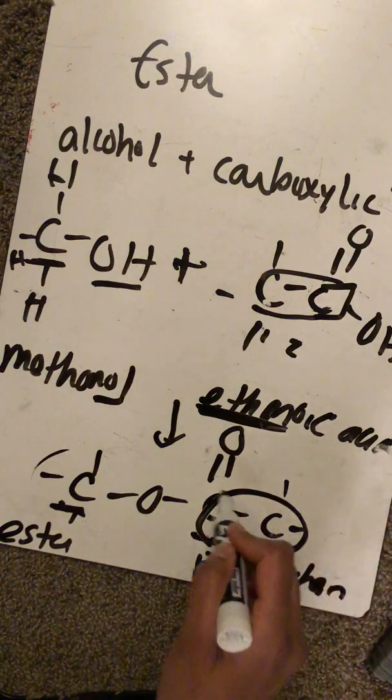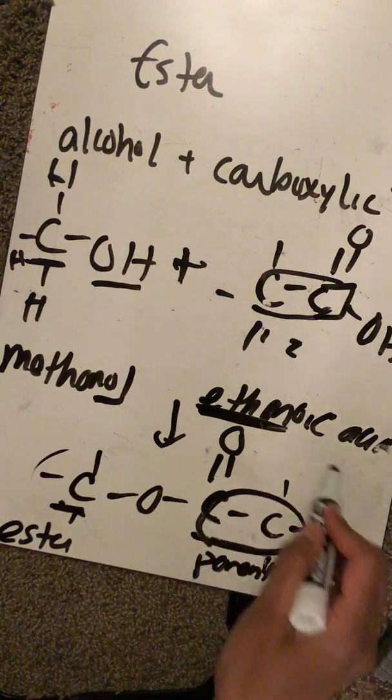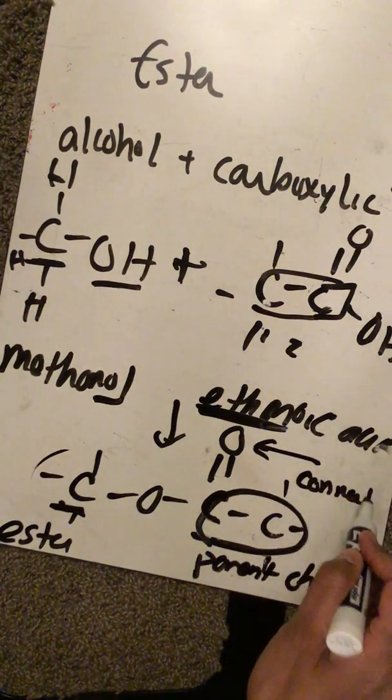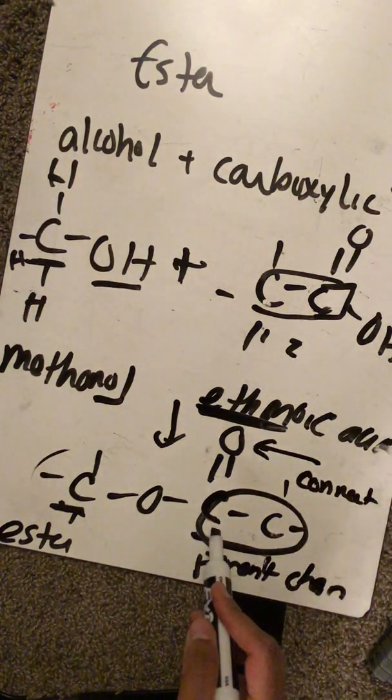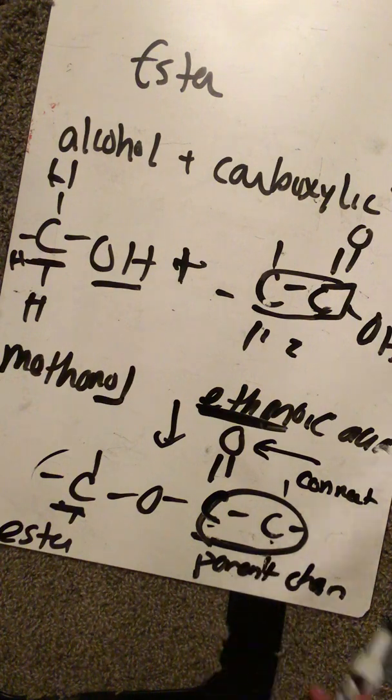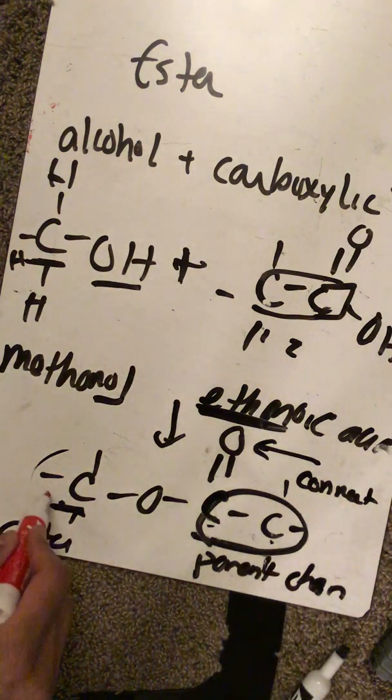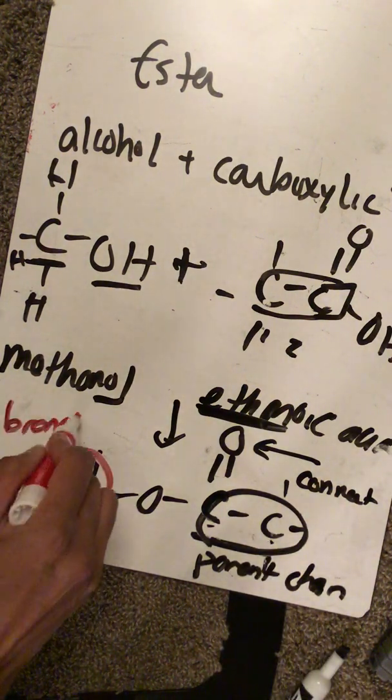So the parent chain is always the carbon chain that's connected to the double bond O. Okay, so the parent chain would be ethanoate, and that would make this other carbon the branch. Okay, so we're just going to draw this out again and make sure you guys understand this. Okay, so here's an ester.